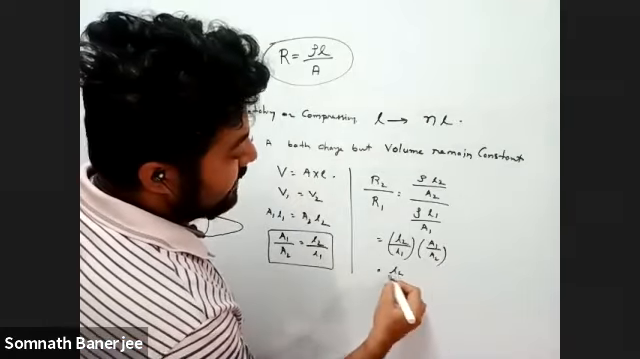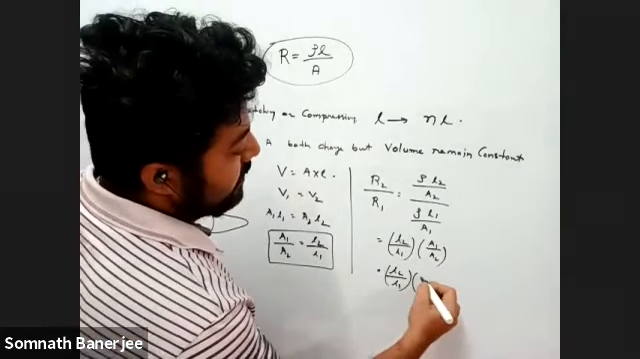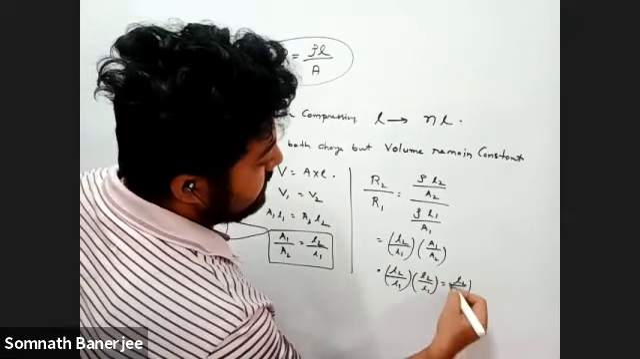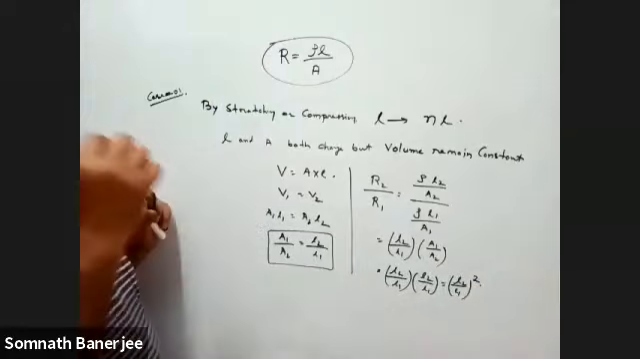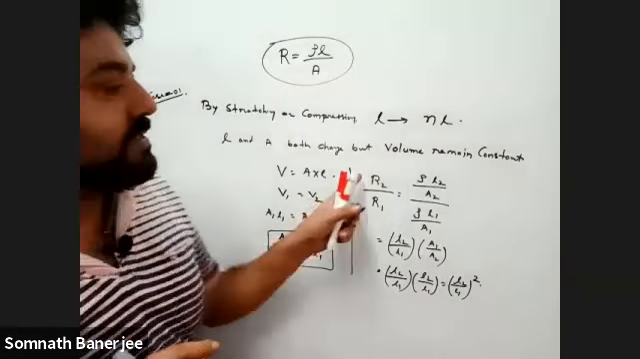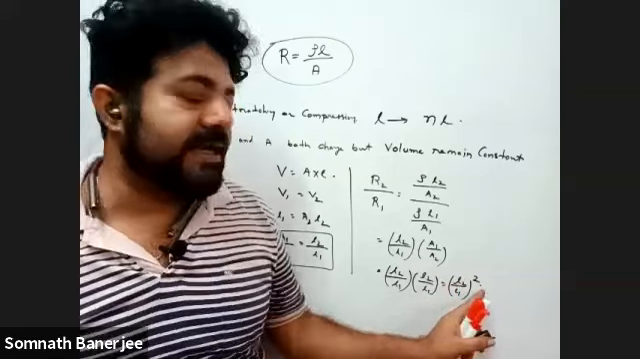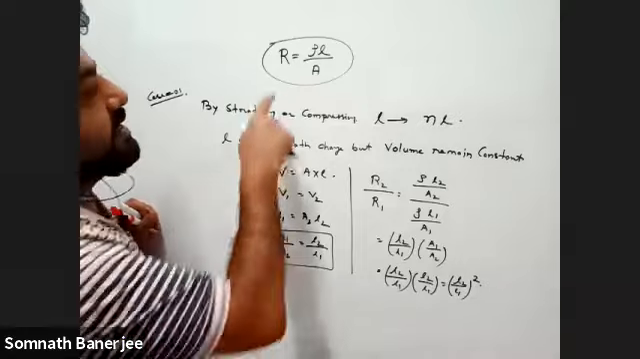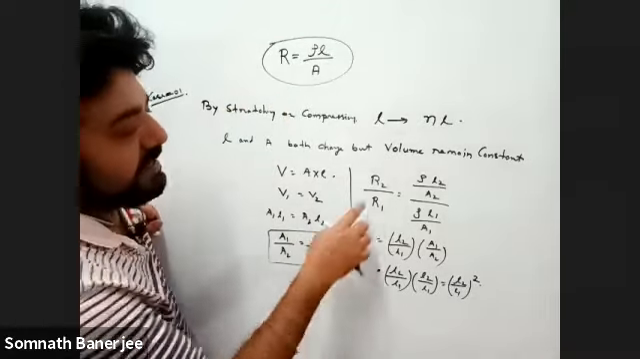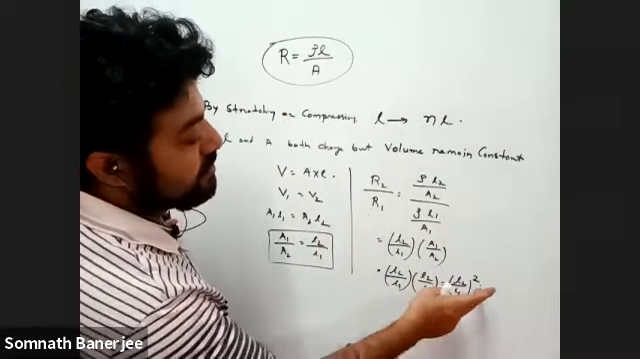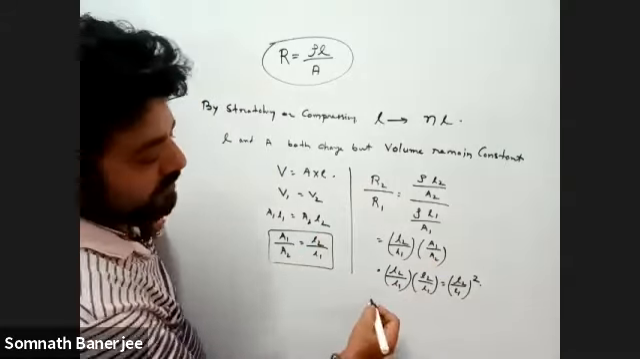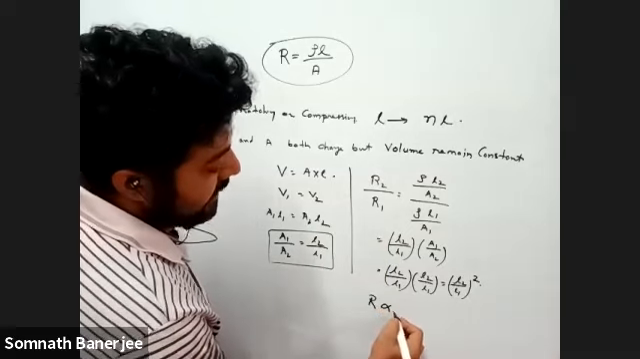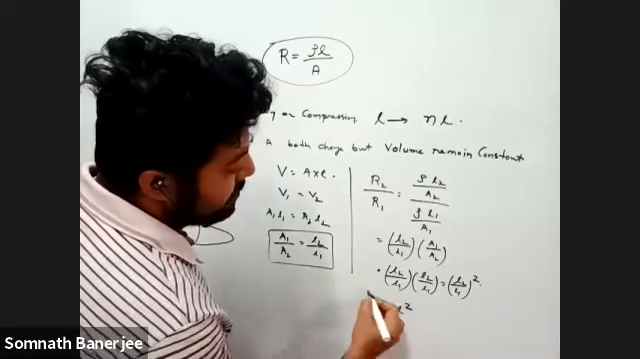So we can write L2 by L1 into L2 by L1. So what we have is L2 by L1 square. What do you mean by that? That means R2 by R1 is L2 by L1 square. From that we can say one thing. See, resistance is directly proportional to length, and here R2 by R1 is L2 by L1 square. So from that we can come to a conclusion that R is directly proportional to L square.